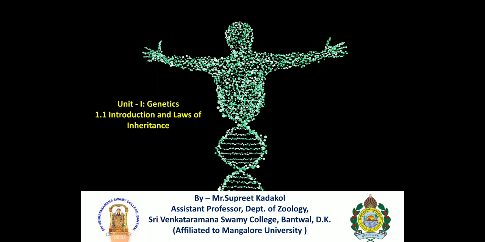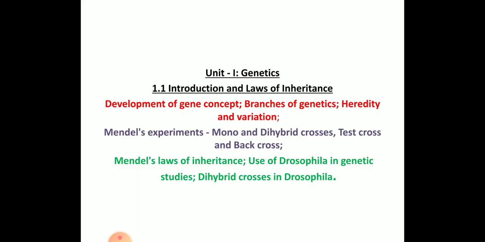Hello everyone. In paper 6, that is Genetics, Evolution, Biostatistics and Paleontology, under that the first unit, Genetics, we have discussed introduction, what are the theories that come under genetics, and we have also discussed monohybrid cross, dihybrid cross and Mendelism. So in this session, we are going to discuss Mendel's law of inheritance and use of Drosophila in genetic studies and dihybrid crosses in Drosophila.